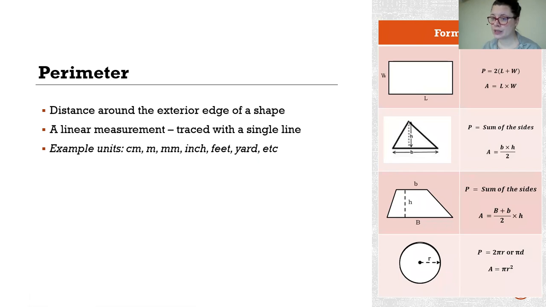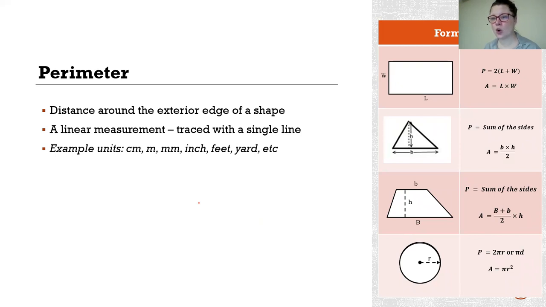First of all, what is perimeter? Perimeter is the distance around the outside edge of a shape. So in any of the shapes that you see over here to the right of the screen, the black solid line represents our perimeter. Now the dashed lines are often information that we need to know in order to be able to calculate perimeter or area, but your solid line around the outside is perimeter.